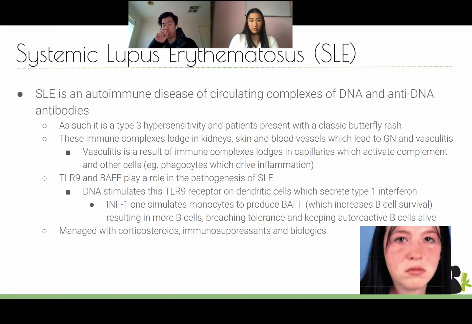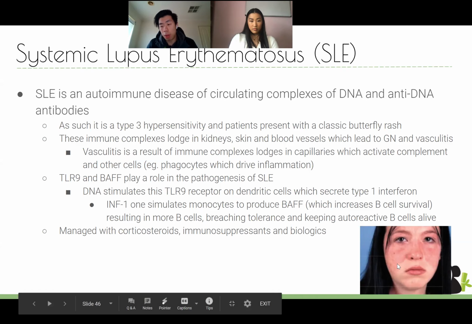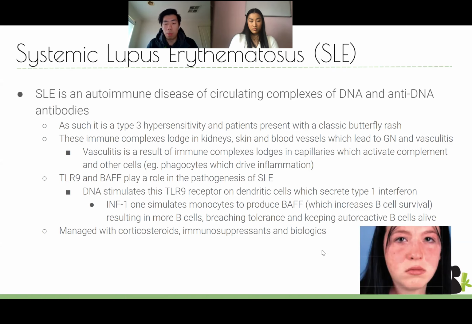So this is a condition where you have diseases of circulating complexes of DNA and anti-DNA antibodies. This is a type 3 hypersensitivity reaction and will classically present with a butterfly rash. If you look at this picture here, the butterfly rash is crossing over the nose, and it's the classic rash there. It can also cause other rashes in other places.